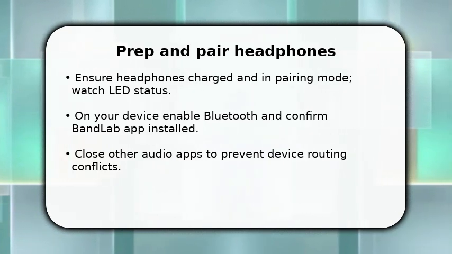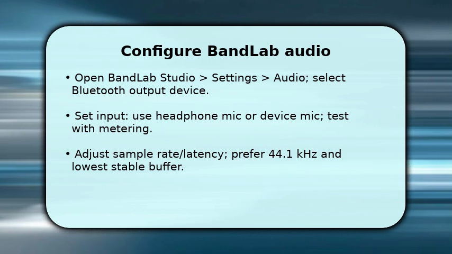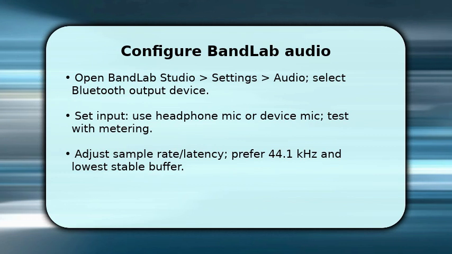Once paired, open Bandlab Studio and go to Settings, then Audio. You must explicitly select your Bluetooth headphones as the output device so playback goes there. For input, choose either the headphone mic or your device mic based on quality. Test levels with the input meter while speaking to ensure you're not clipping.